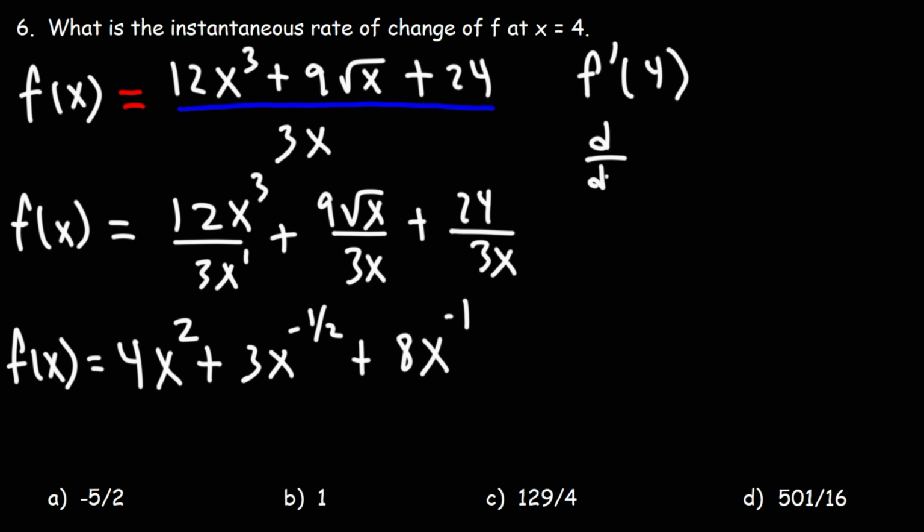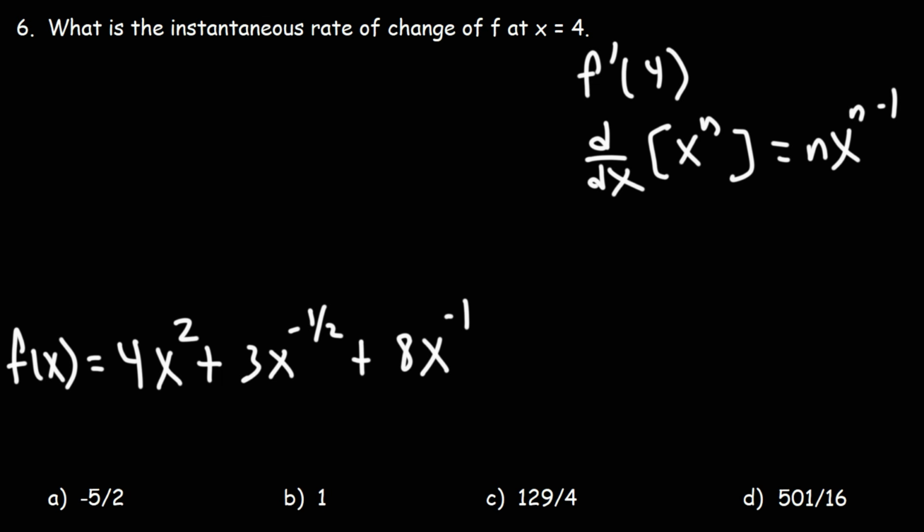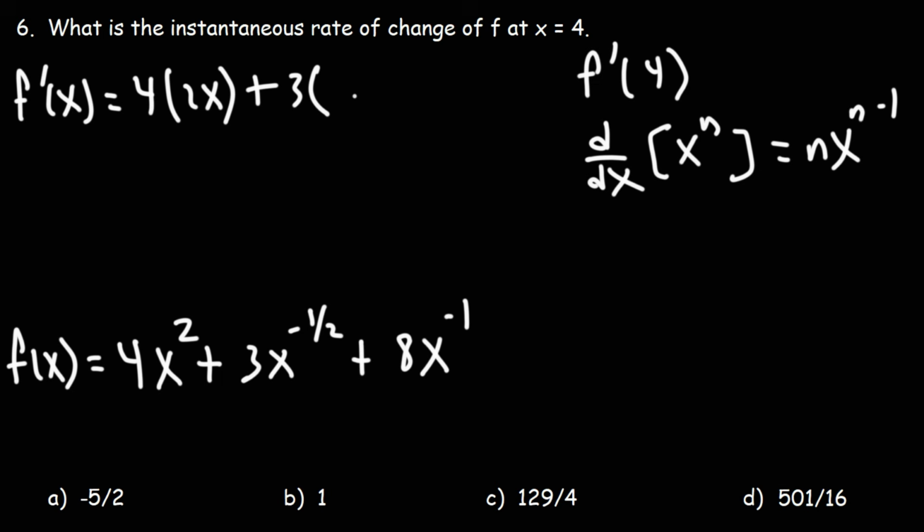So now we could find the derivative using the power rule. The derivative of x to the n is nx to the n minus 1. So f prime of x is going to be 4 times the derivative of x squared, which is 2x to the first power, or 2x. Now the derivative of x to the negative 1/2, we need to move that negative 1/2 to the front. And then it's going to be negative 1/2 minus 1.